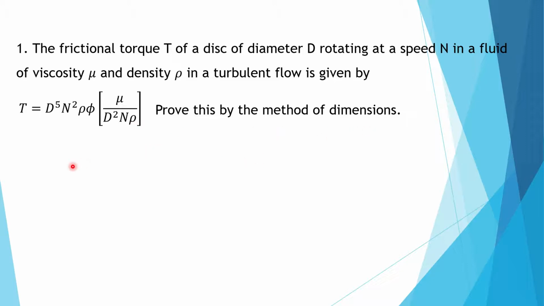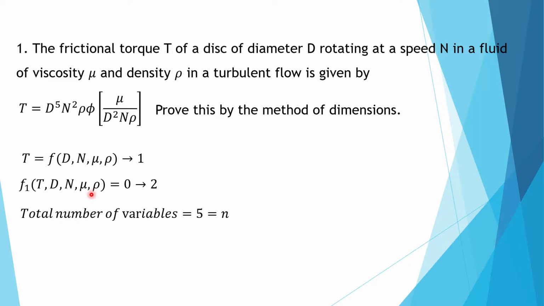You can write T is a function of the four independent parameters: diameter, speed, dynamic viscosity and density. Next we will write function of all the variables. So we'll bring T inside. So f1 of T, d, n, mu, rho is equal to 0. So totally there are 5 variables including dependent and independent. So we'll name it as n, which is equal to 5.